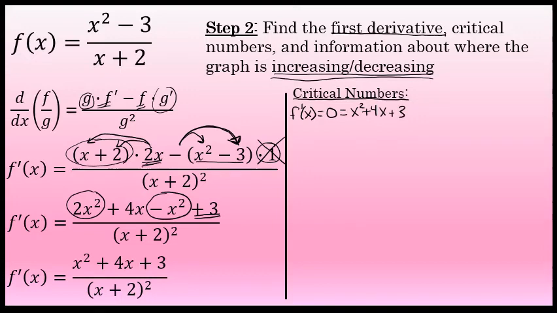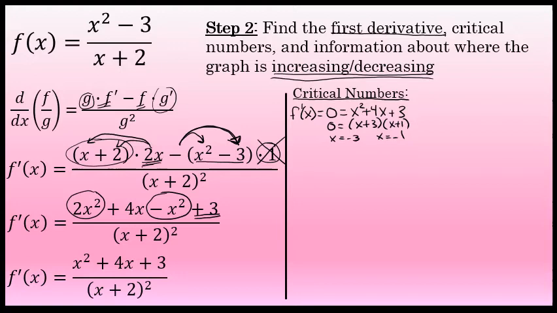A lot of times, when you set a quadratic equal to 0, you'll need the quadratic formula. But this one factors pretty easily. X squared plus 4x plus 3 factors to x plus 3 times x plus 1. And setting each of those factors equal to 0 means x equals -3 and x equals -1. So those are two critical numbers of this function.